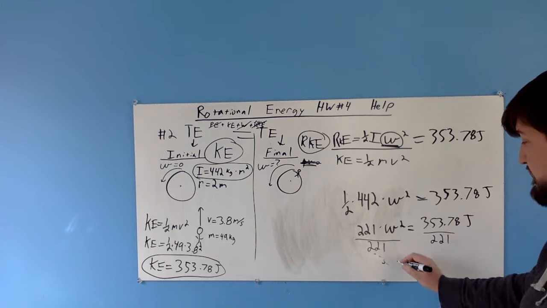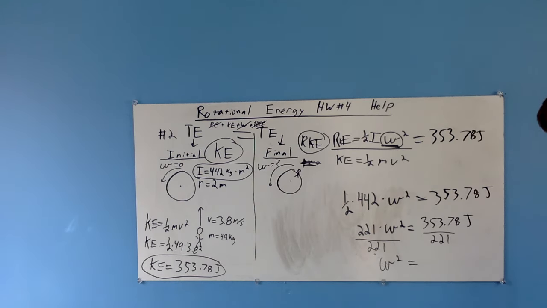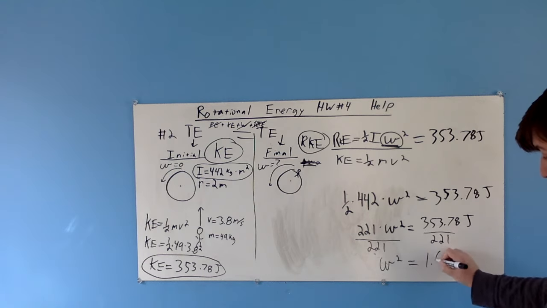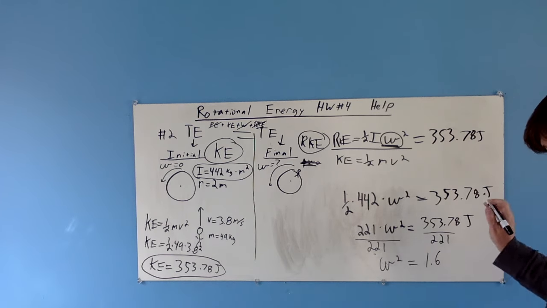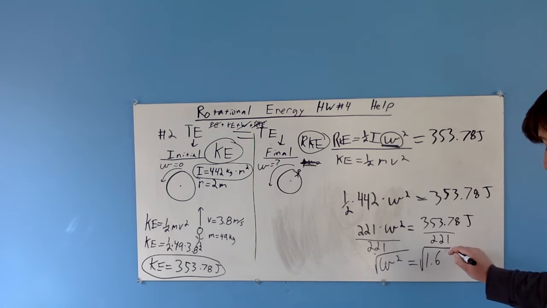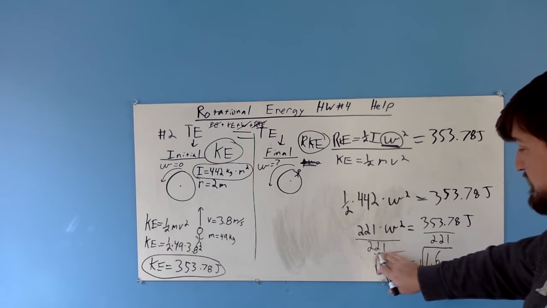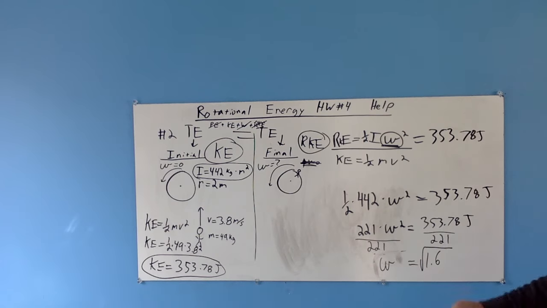What I will find then is that omega squared is going to be 353.78 divided by 221, and we get omega squared is basically 1.6008, so 1.6 is what our omega squared is. We want to find omega, so we have to take the square root of both sides. That will simplify this side down. The square root of a square is just the thing inside of it, right? So our omega is going to be the square root of 1.6.